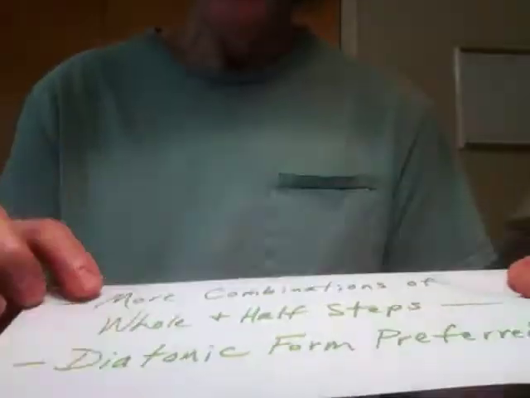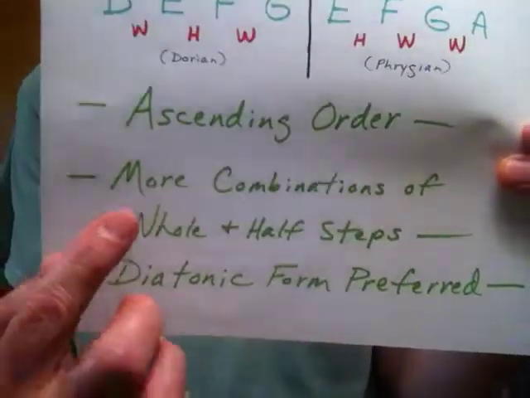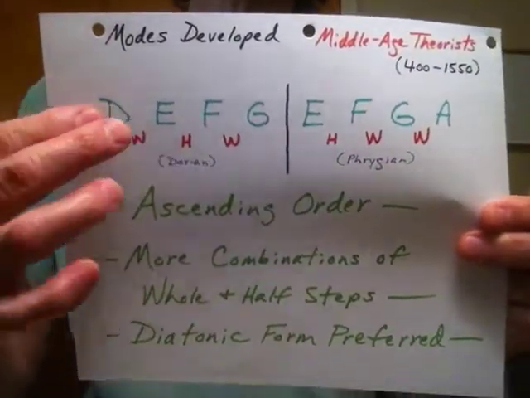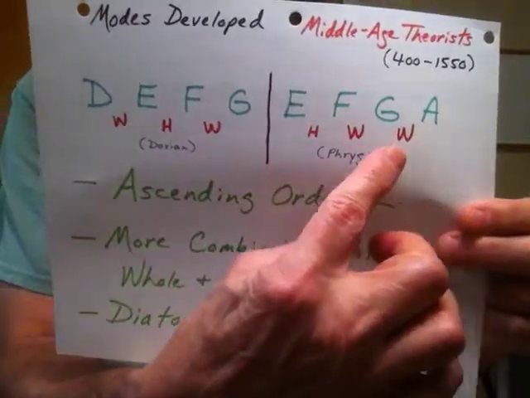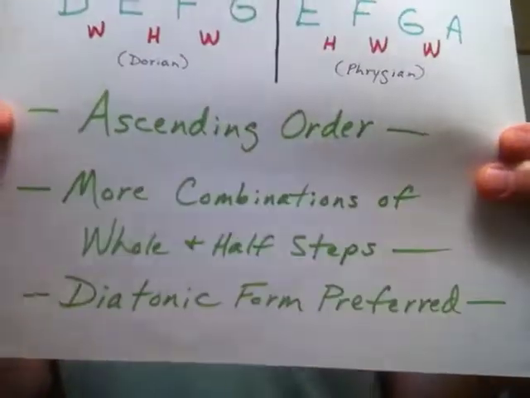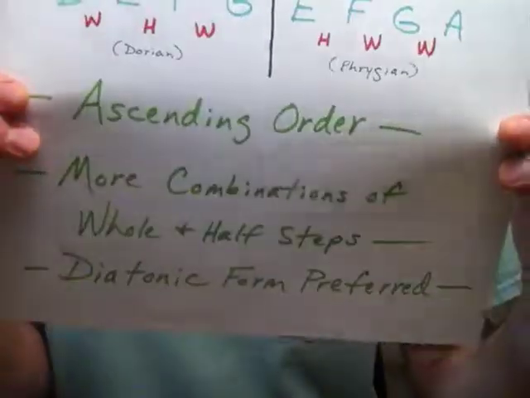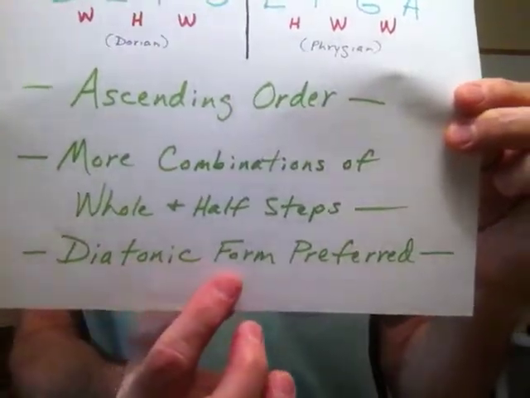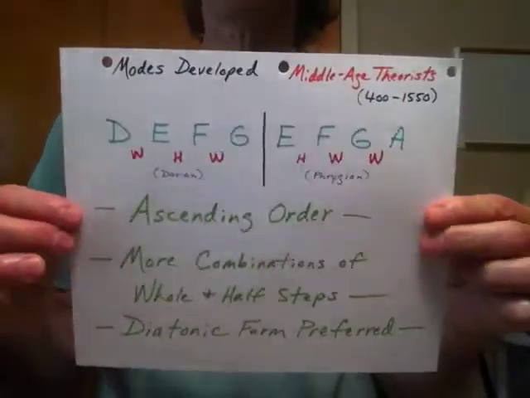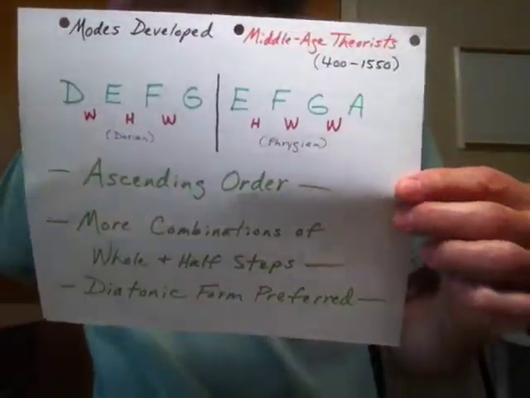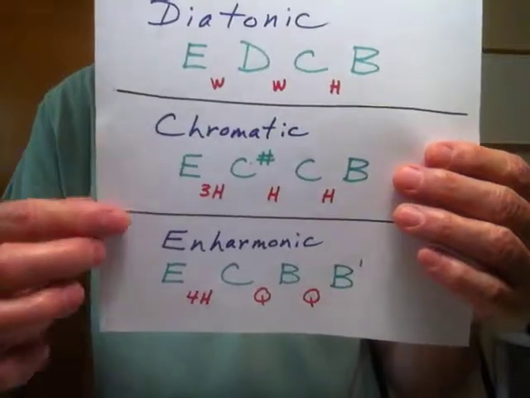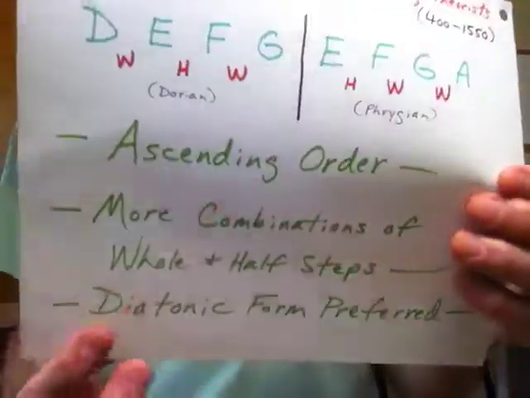Then also they introduced more combinations of whole and half steps. In other words, they have tetrachords with different combinations of whole and half steps, and they created quite a few. And another noteworthy feature of this period was the fact that they preferred the diatonic form of the tetrachord. They said, we like this the best. We're going to shy away from the chromatic and the enharmonic version. We're going to get away from that, which they ultimately did. So they preferred the diatonic form.